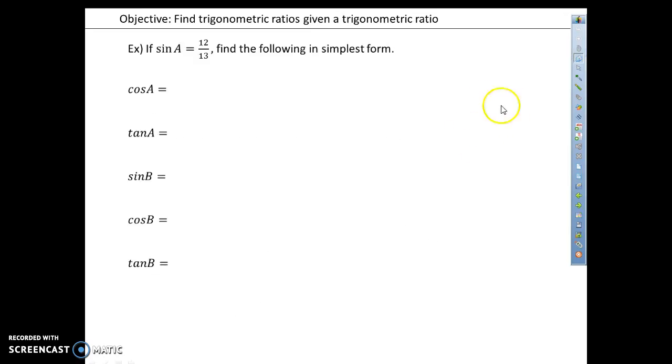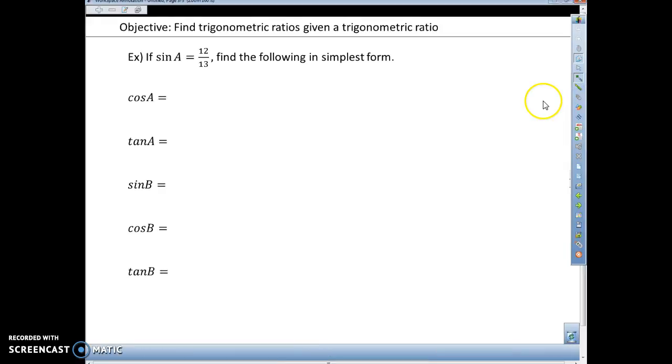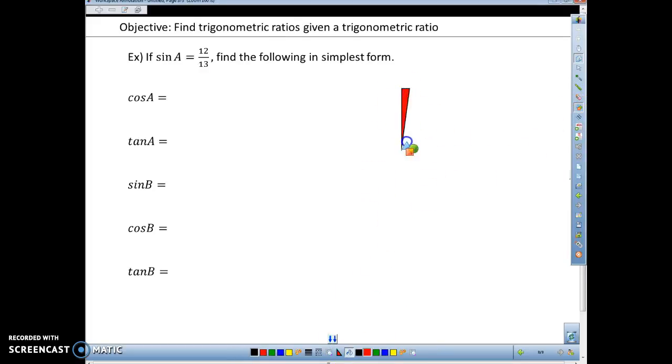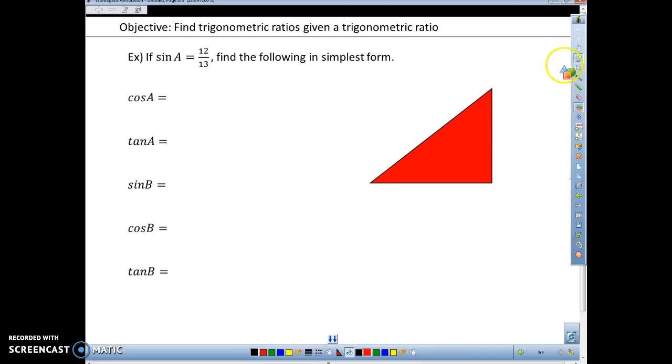Okay, so let's go ahead and look at this example here. If the sine of angle A is equal to 12 over 13, find the following in simplest form. The first thing we want to do is generate an image. Okay, so here I have my triangle, and we're going to label it A, B, and C.